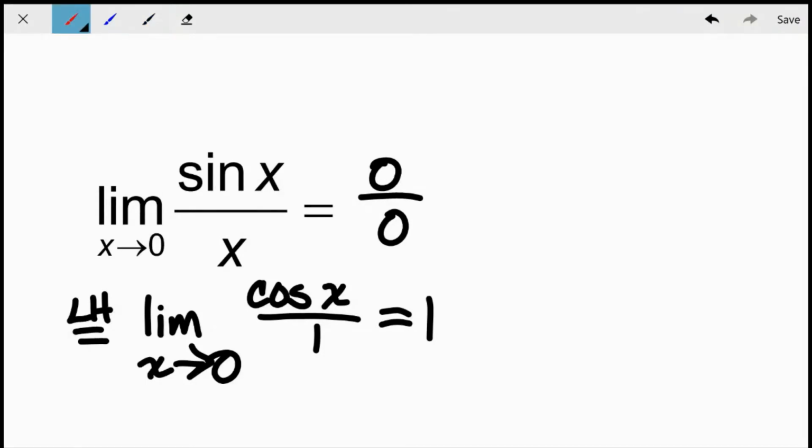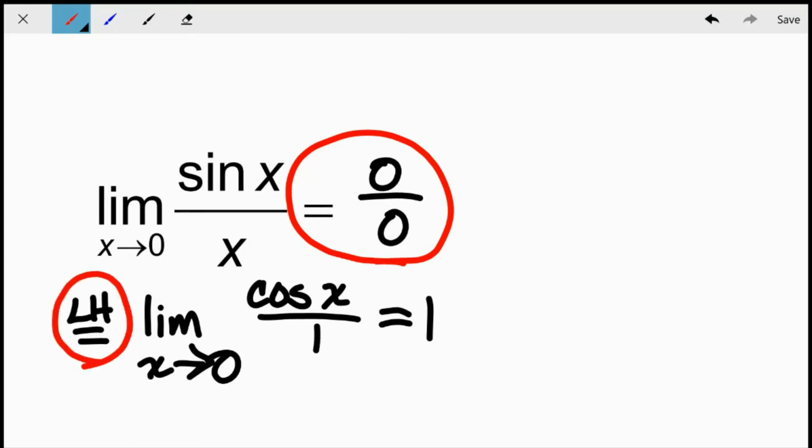The two things that I want to note here, this is justifying my use of L'Hopital's rule. I'm showing that I do have one of those two indeterminate forms. And this is explaining what happened from the first original limit to now the equivalent limit.